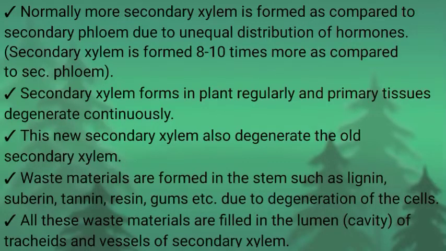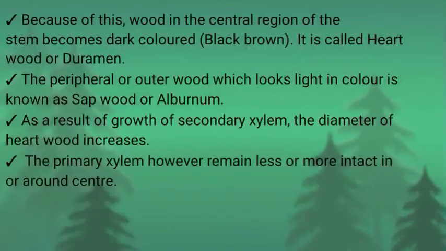Waste materials are formed in the stem such as lignin, suberin, tannin, resin, gums, etc. Due to degeneration of these cells, all these waste materials are filled in the lumina or cavity of tracheids and vessels of secondary xylem. Because of this, wood in the central region of the stem becomes dark colored or black brown. It is called heartwood or duramen. The peripheral or outer wood which looks light in color is known as sapwood or alburnum.